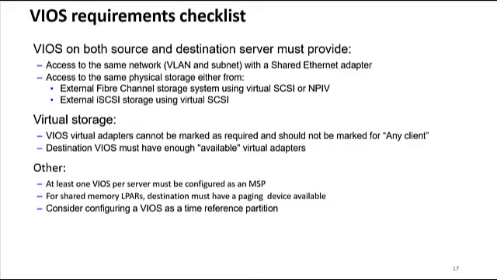At least one VIO server per server has to be configured as an MSP. I tend to click the box on all of them, and then when I do the migration I pick which one I want to use, but you have to have at least one at the source and one at the target. And if you're doing any shared memory like AMS or anything, then you've got to have that set up at the destination as well.